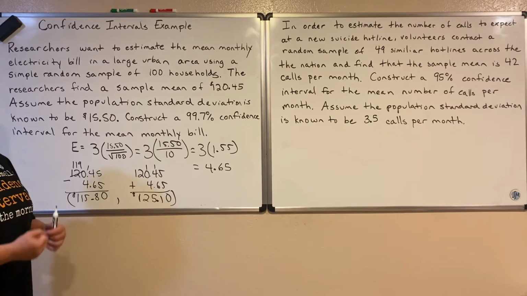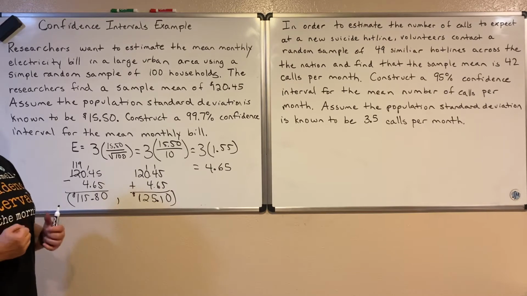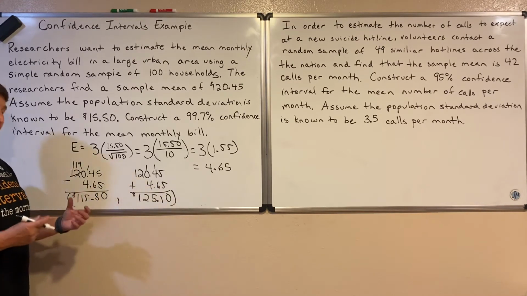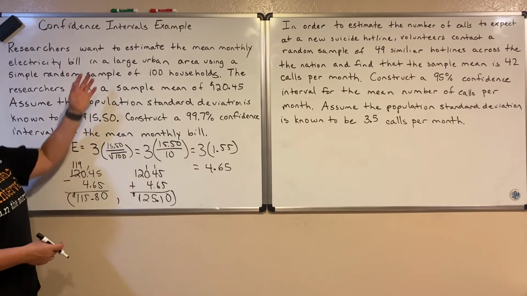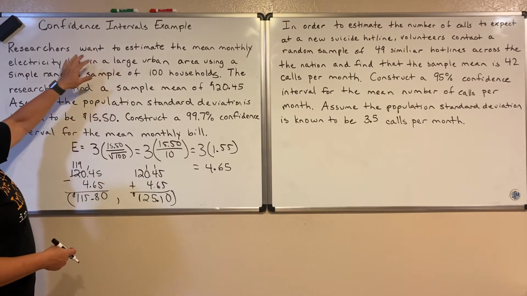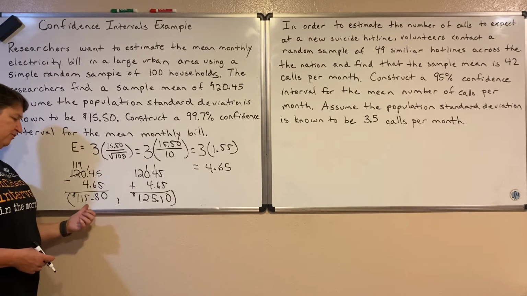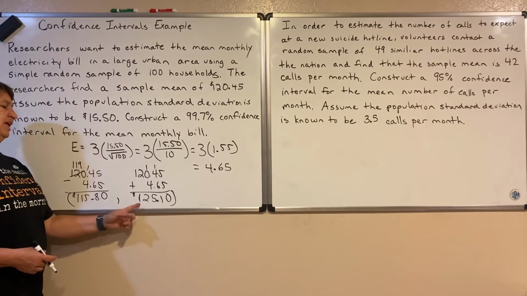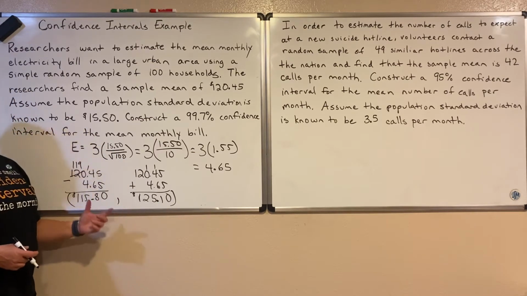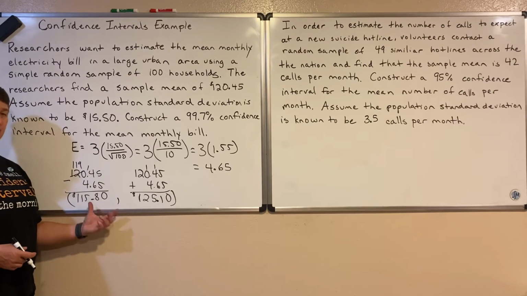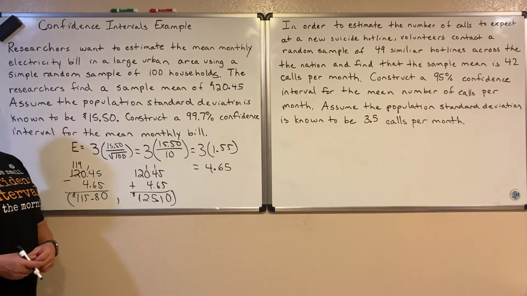with 99.7% confidence level. I'm 99.7% confident. I can say that the parameter mean, that population mean monthly electric bill, is somewhere between $115.80 and $125.10. I'm 99.7% confident that my parameter is going to be somewhere between those two numbers.